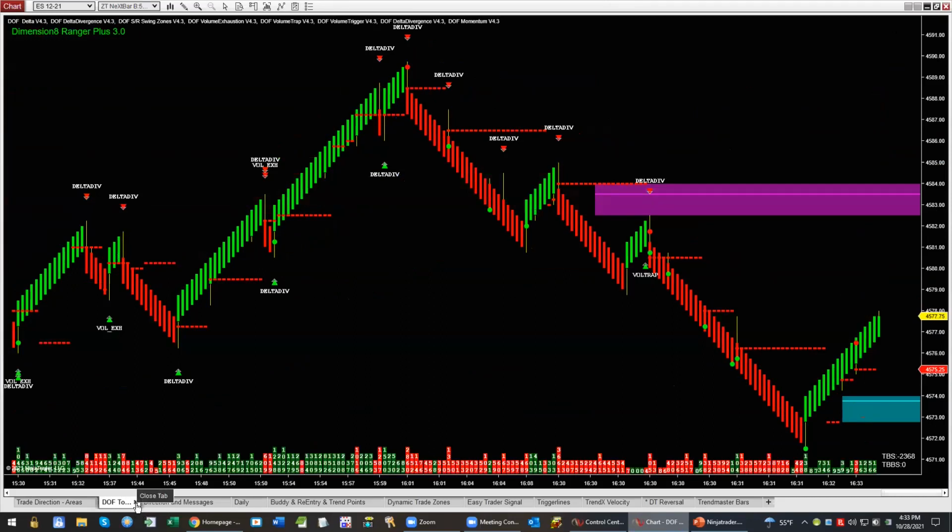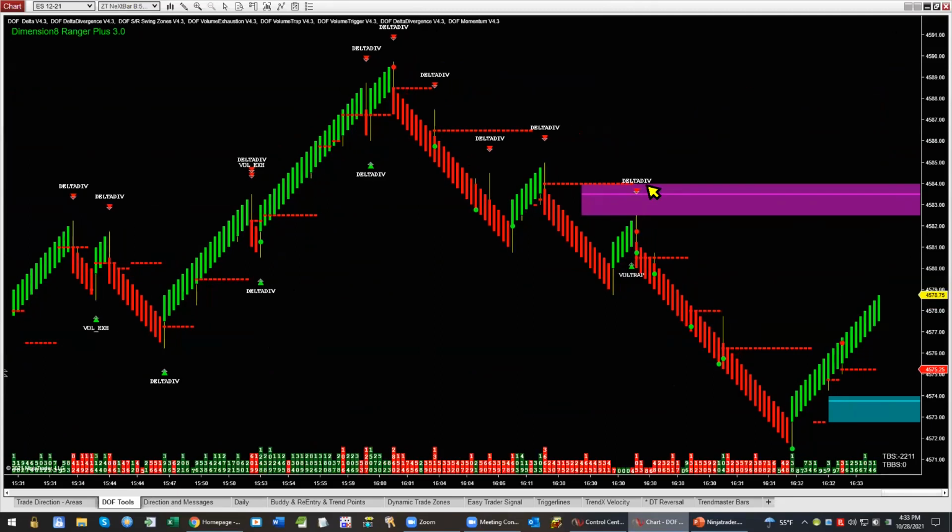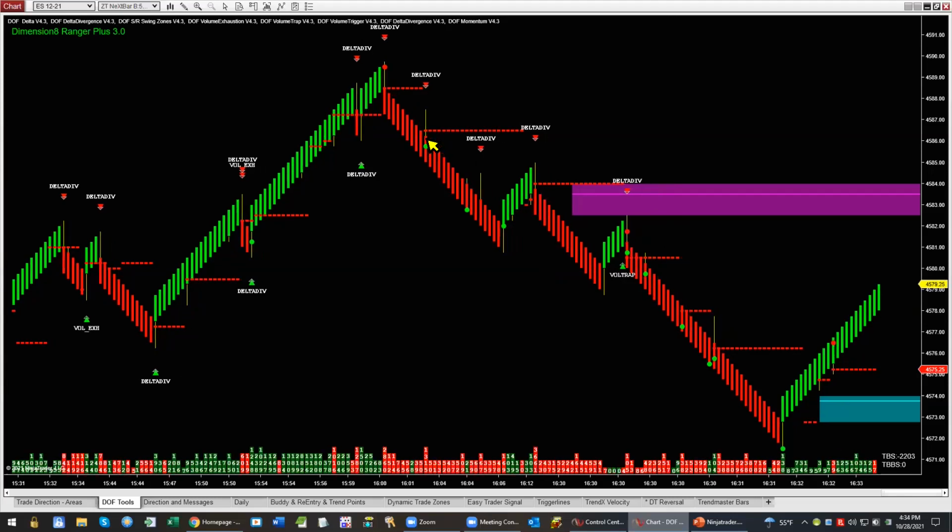Here are some of the dynamic order flow tools that come with our product. You have the delta divergence right here, volume exhaustion, delta divergence, delta divergence, delta divergence. You can see here's one, just pulls right up and bounces right off. These are quite powerful tools. There are 8 indicators in the dynamic order flow package that come with our product.